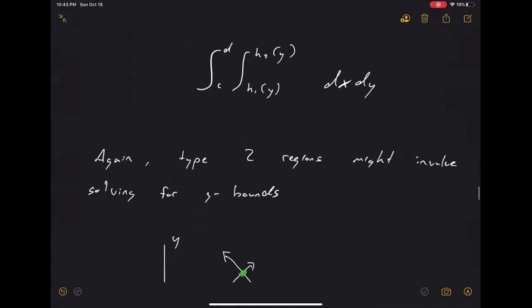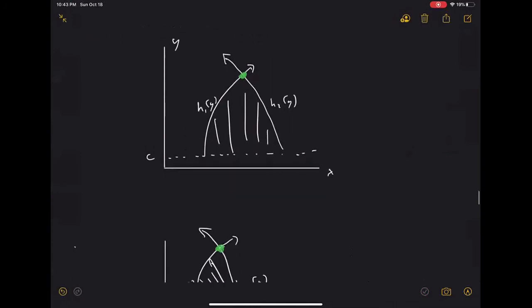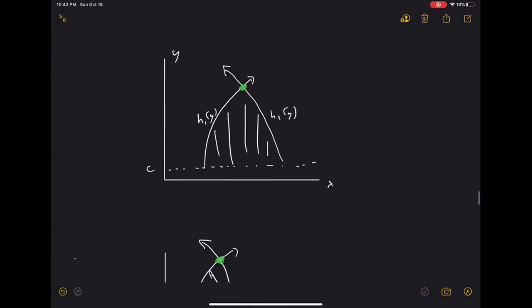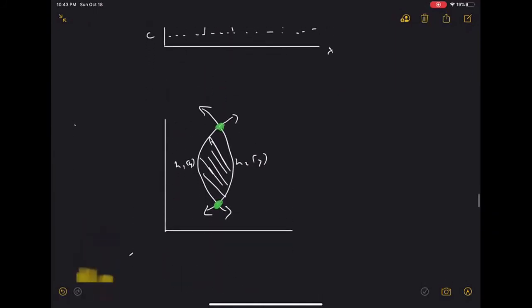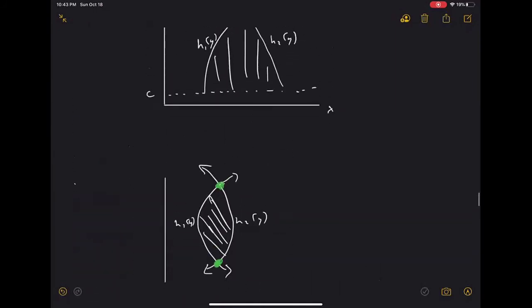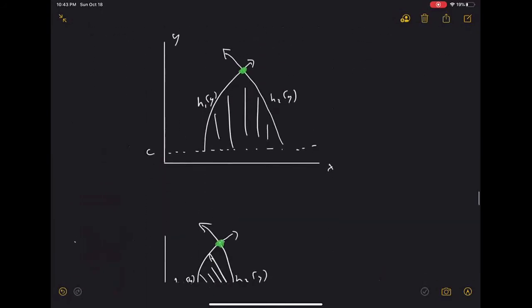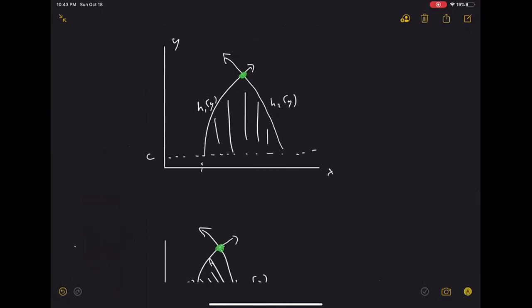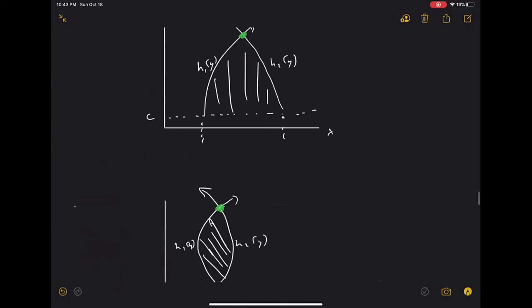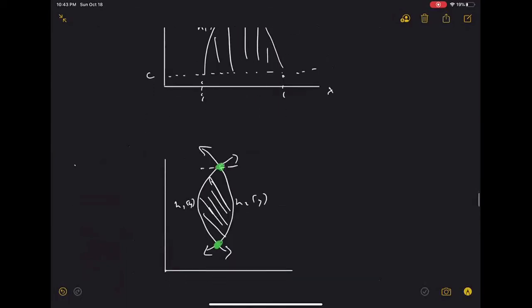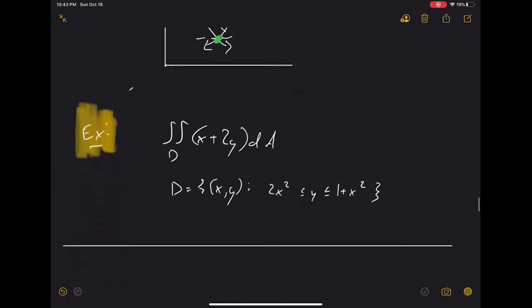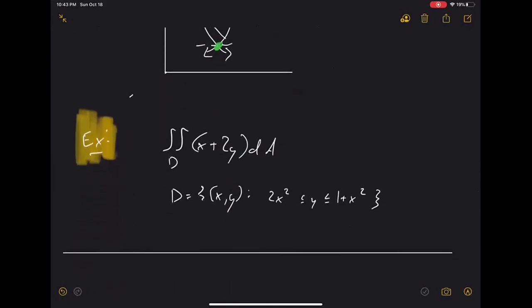So again, these type 2 integrals might involve solving for our y bounds, right? So maybe these x bounds are written in terms of functions now, and these y bounds are constants, but maybe we need to solve for these constants, these green y values. So an example, x plus 2y, integrated on the domain where y is greater than or equal to 2x squared, less than or equal to 1 plus x squared.